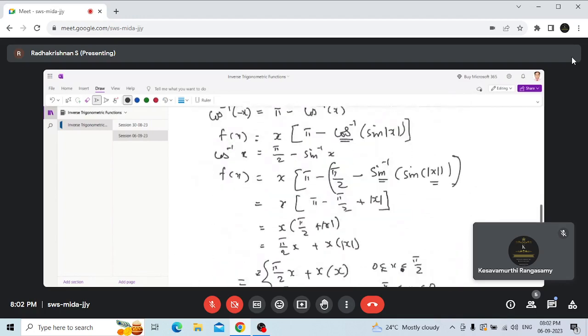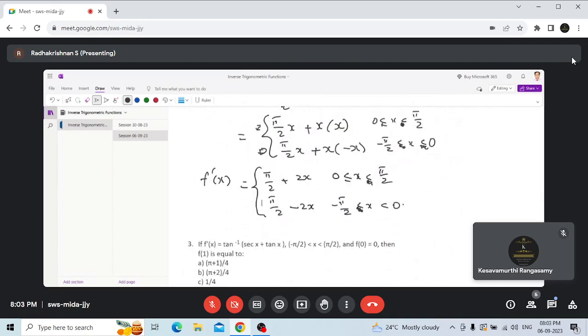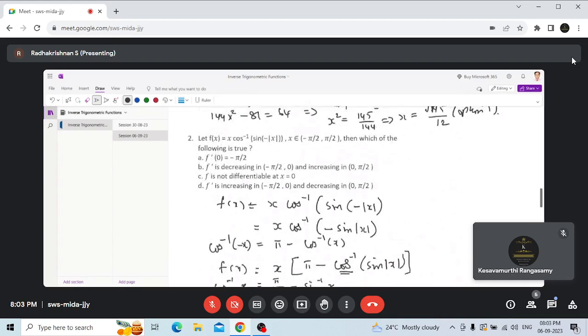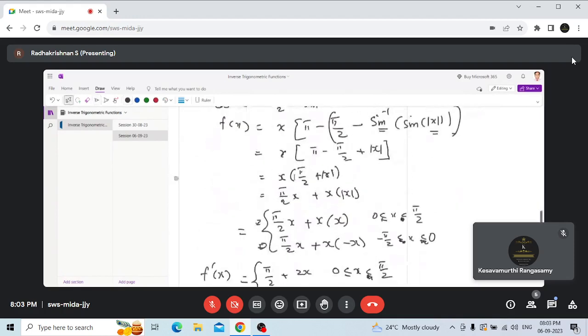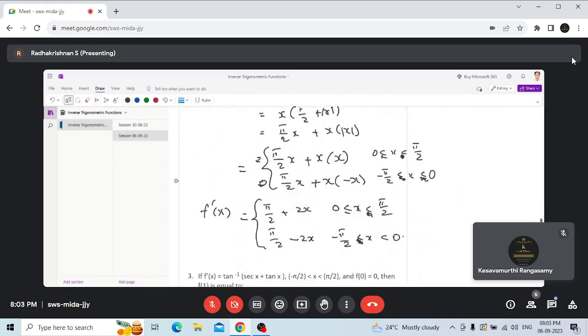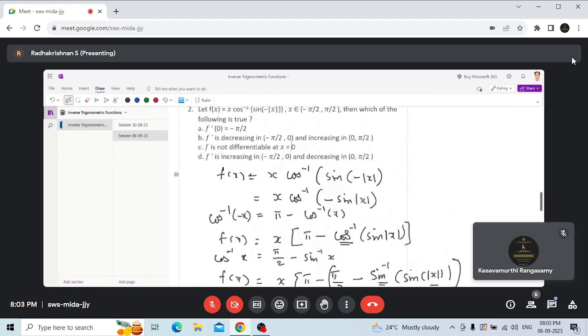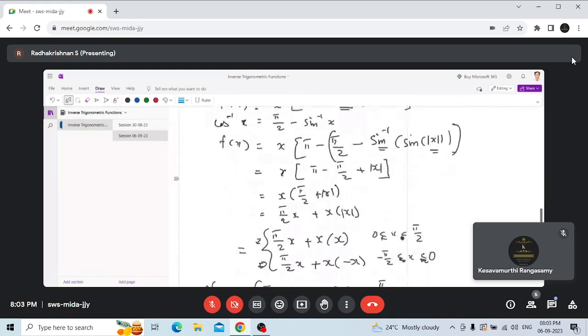Okay, yeah. So now let us see which option. So f of 0. What is f of 0? F of 0 is going to be pi by 2, right? This is a good example. So is that what they are asking you? F of 0 is minus pi by 2. F dash of 0. F dash of 0 is actually pi by 2. The option given is minus pi by 2. So that is not true.